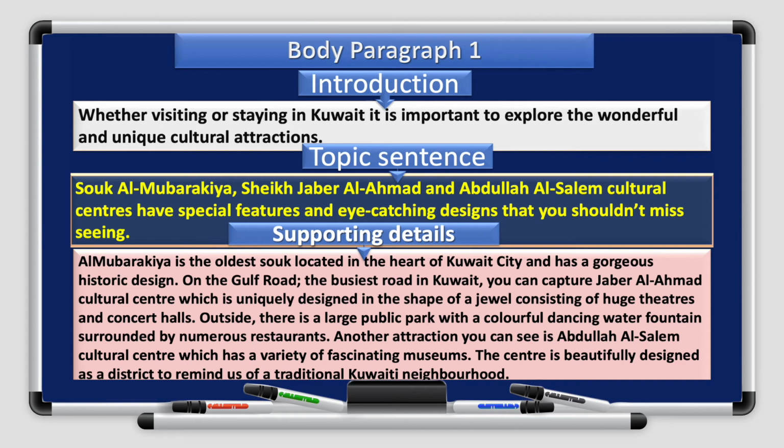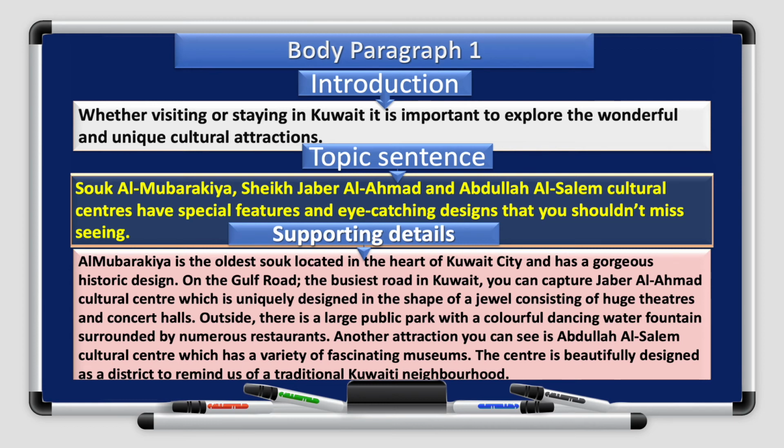Al-Mubarakiyya is the oldest souk located in the heart of Kuwait City and has a gorgeous historic design. On the Gulf Road, the busiest road in Kuwait, you can capture Jaber Lehmet Cultural Center, which is uniquely designed in the shape of a jewel consisting of huge theaters and concert halls. Outside, there is a large public park with a colorful dancing water fountain surrounded by numerous restaurants.